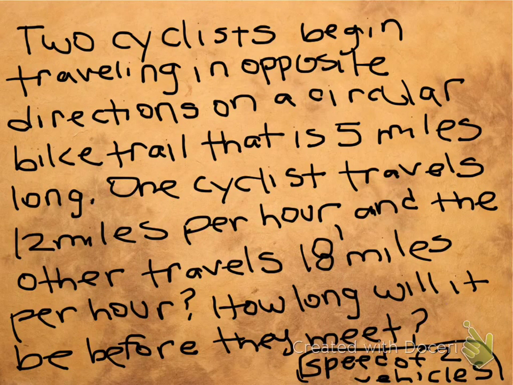And then our final problem is going to be speed also, so we're going to use DIRT as our formula, but we're doing the speed of two vehicles. So we need to look at both vehicles in our table, and I used a diagram here. Let's read it first. It says, two cyclists begin traveling in opposite directions on a circular bike trail that is 5 miles long. Okay, so they're 5 miles apart when they start. Then one cyclist travels 12 miles per hour and the other travels 18 miles per hour. How long will it be before they meet? They're going in opposite directions but on a circular path, so they will meet.